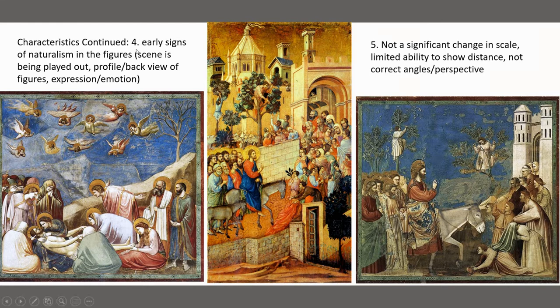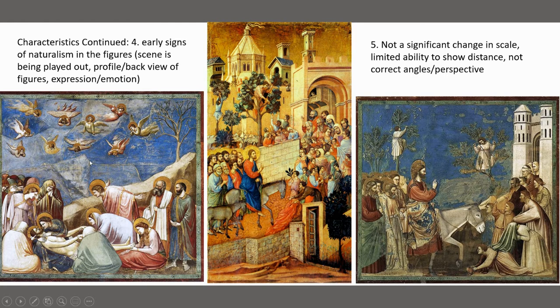In this time period, you are going to see early signs of naturalism in the figures. They're not perfected, but they're early signs. Giotto was one who decided to think about, instead of just treating it like picture writing, if I were to play out this biblical scene, where would the people stand? How would the people react? What would the environment look like? And so he was one of the first to begin putting in backgrounds.